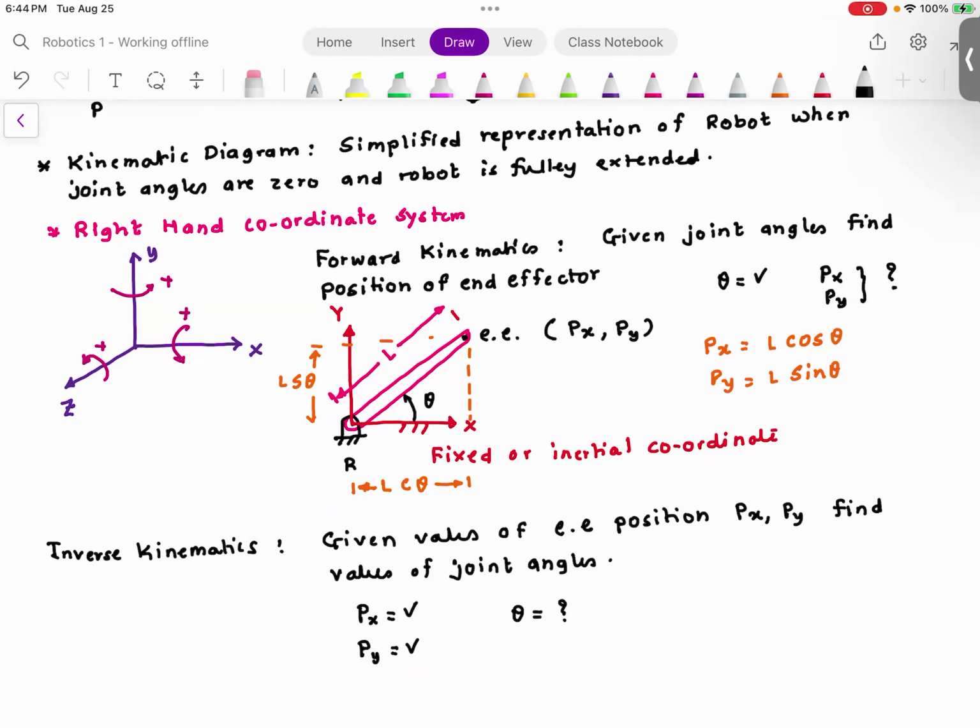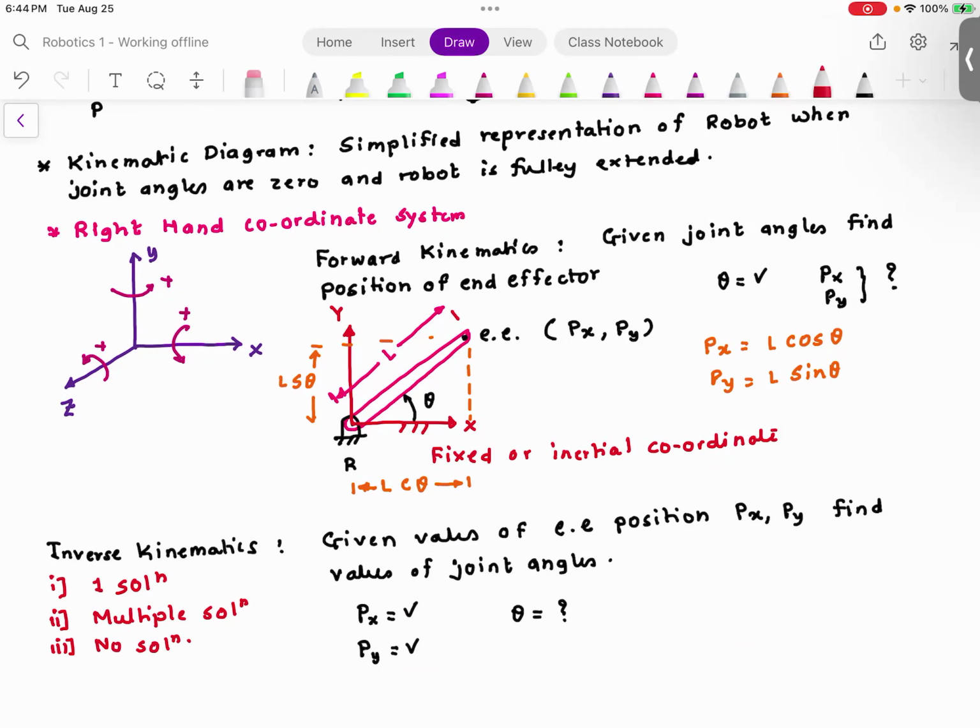So for inverse kinematics, you can have one solution, you can have multiple solutions, and you can have no solutions. So let me give you an example. In the problem that is given here, if I give you the value of Px and the value of Py, how would you find theta? You'll find the ratio of Py by Px, and then you will do a tan inverse of that, right?